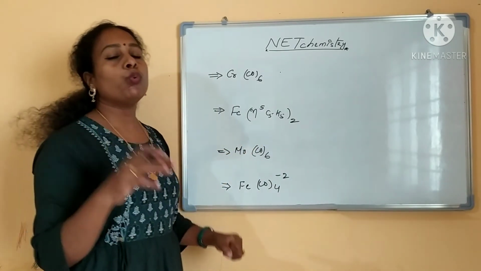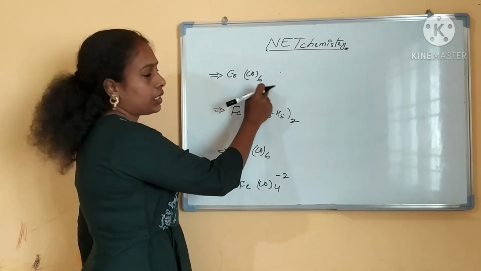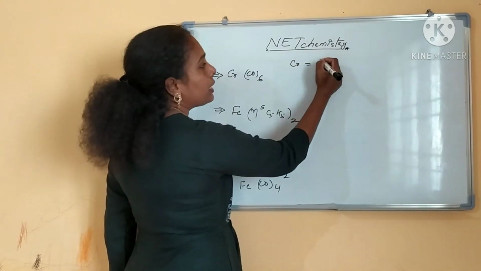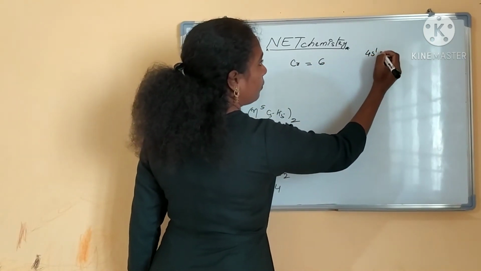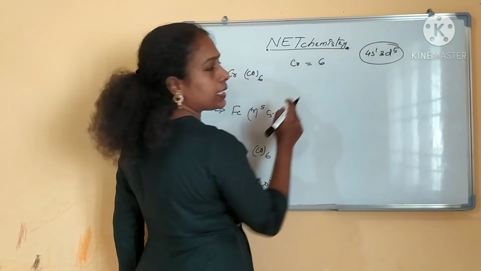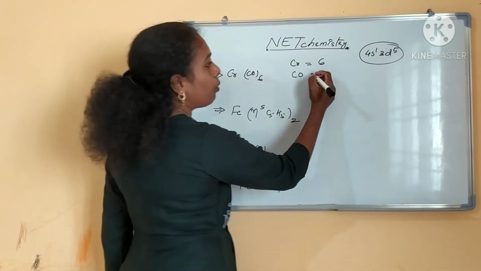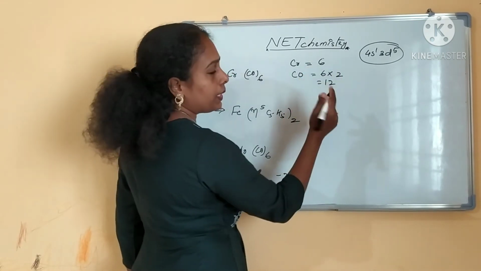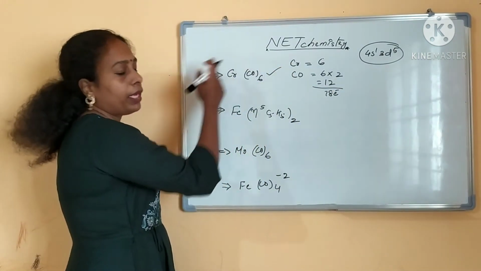So we will calculate the valence electrons, whether the complex obeys the 18 electron rule or not. First we will see Cr(CO)6. Chromium is the metal. How many outer electrons does chromium have? 6 electrons, from the D block elements: 4s1 3d5 is the electronic configuration of chromium. So 6 electrons, and CO donates 2 electrons each. There are 6 COs, so 6 into 2 is 12 electrons. 12 plus 6 gives 18 electrons. So this is a stable compound and it obeys the 18 electron rule.